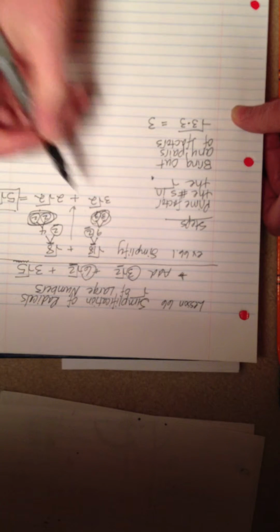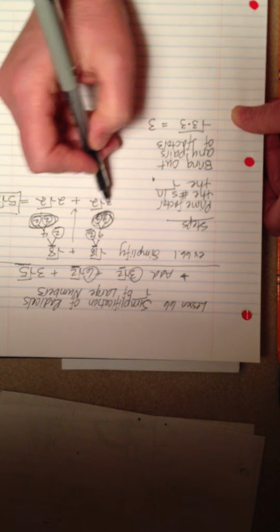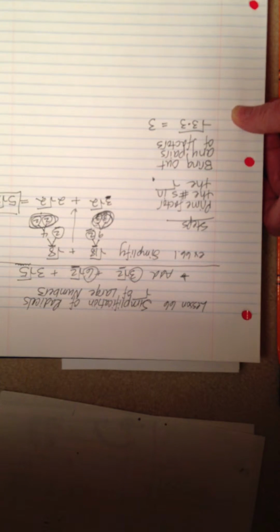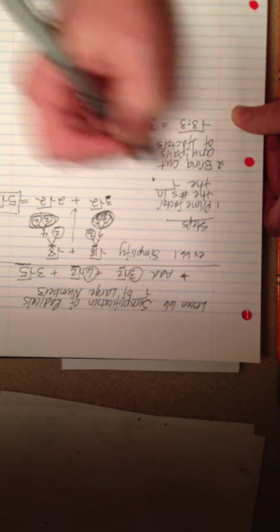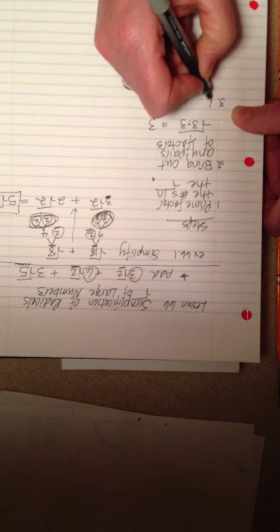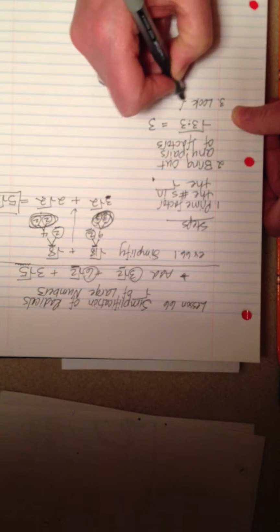All right? And we did that here. Here was a pair of 3's, but we bring out just one 3. So 2 in the house equals 1 out of the house. And our third step is look for matching radicals.